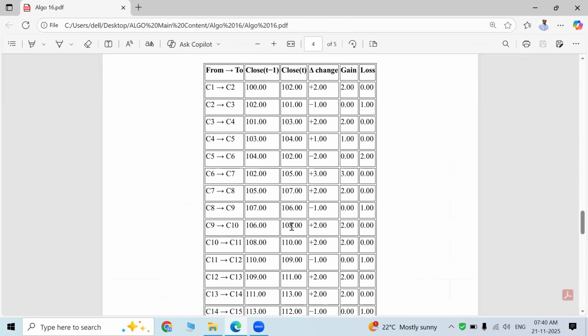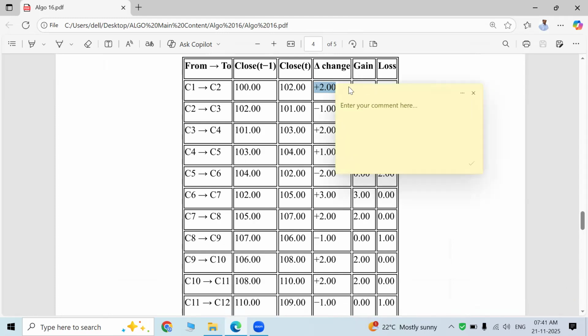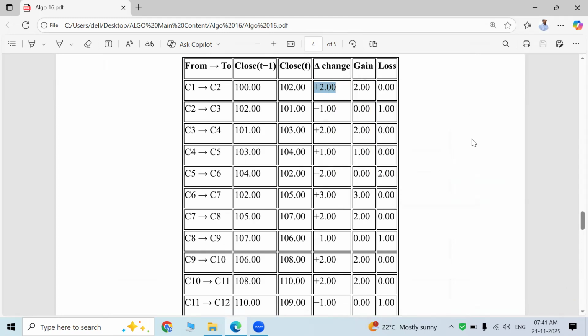Okay, so we are moving from candle number 1 to candle number 2. And candle number 1 price was 100. And candle number 2 price was 102. So the change is positive. We are going to subtract the close of second candle minus close of first candle. So you can see the gain is positive and we consider it gain as 2.